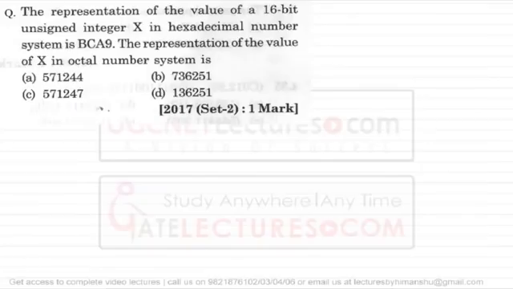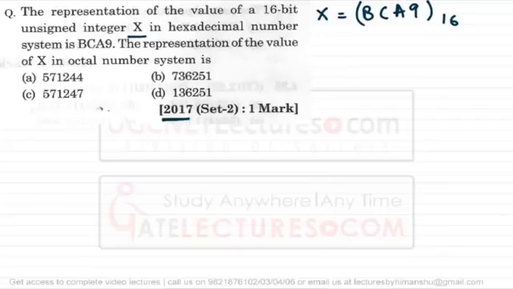Okay, let's just look at the last question from this set. This was asked in 2017 in the GATE examination for 1 mark. What they are saying is unsigned integer. Unsigned integers are the ones that we have learned till now. Okay, so the unsigned integer x in hexadecimal number system was BCA9. This is the representation in hexadecimal, and they are asking for the representation of the same number in octal number system. So you know the procedure, right? We convert this into binary first, and from there we convert it into octal.